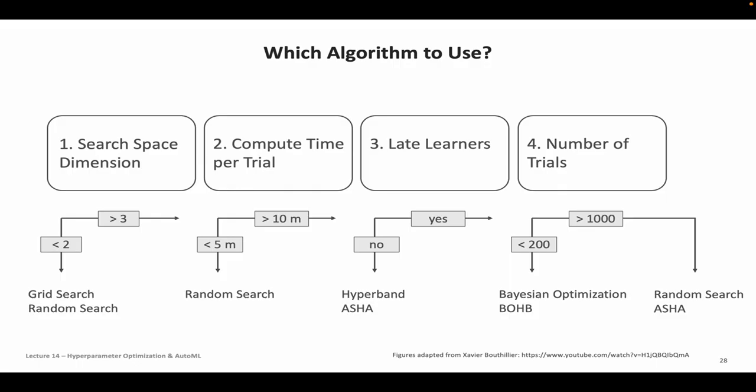And apart from this, of course, we also have the special case where you have these non-stationary, these dynamic hyperparameters such as learning rate schedules. In those cases, you should switch to evolutionary approaches such as population-based training.